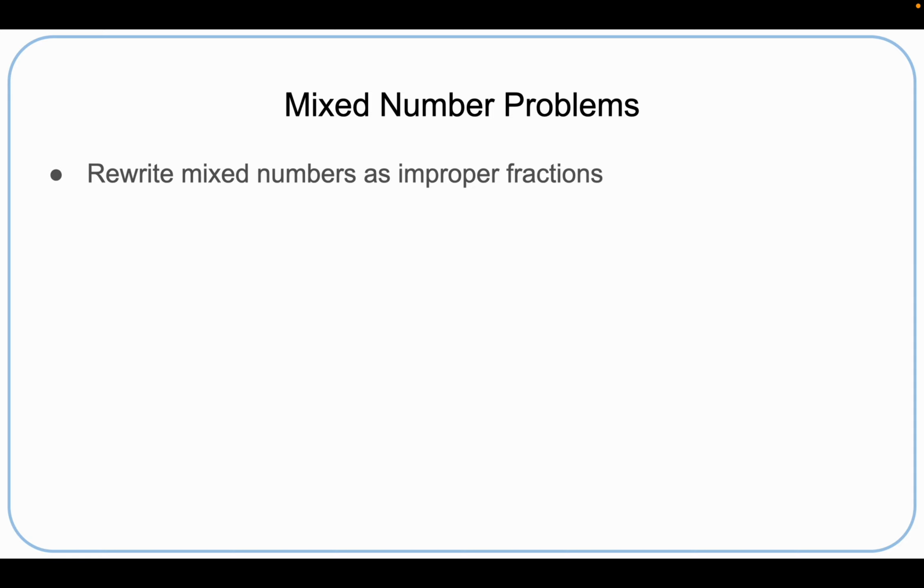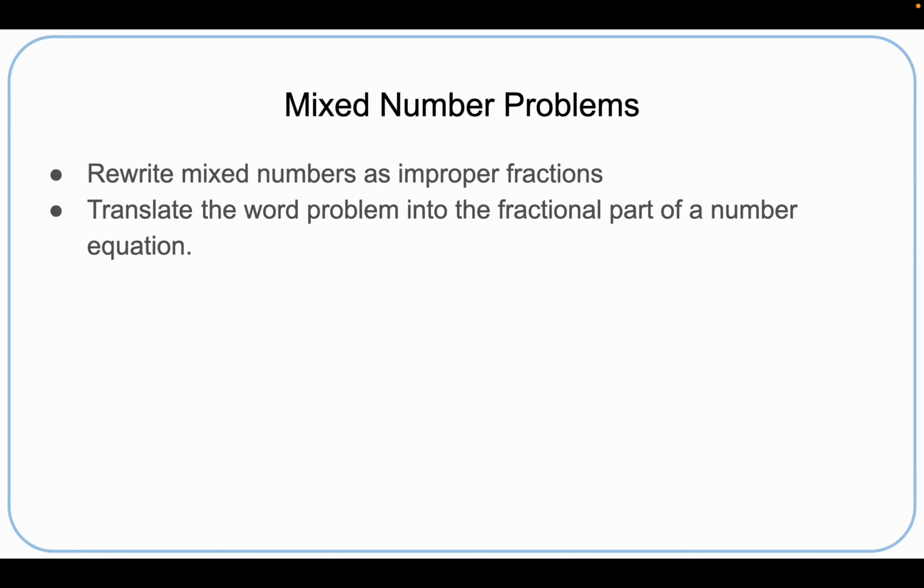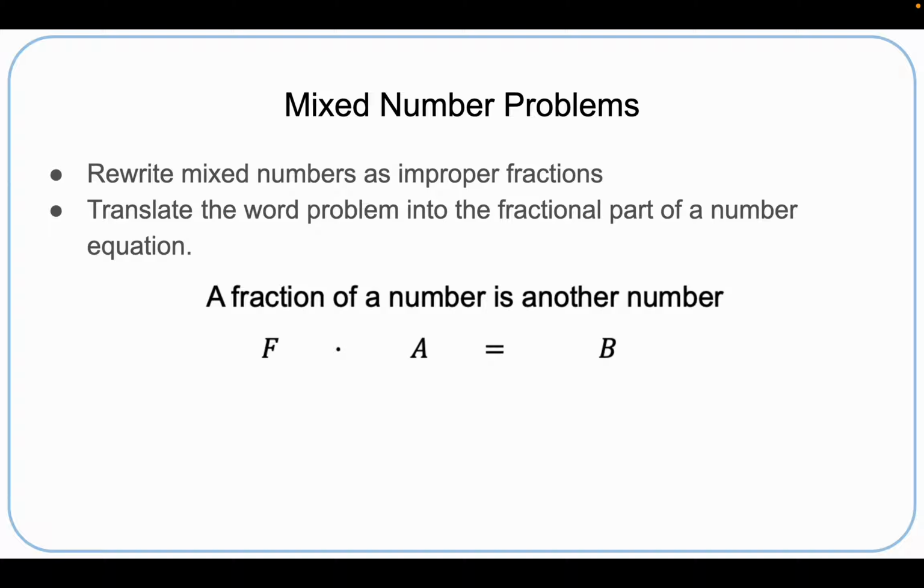So with mixed number problems, all we need to do is rewrite our mixed numbers as improper fractions and then translate the word problem into the fractional part of a number equation. So again, that formula is a fraction f times a number A equals another number B. So all of these problems should match that formula, and you can just plug in the numbers that we know to solve for the one that we don't know.